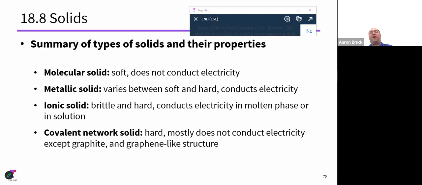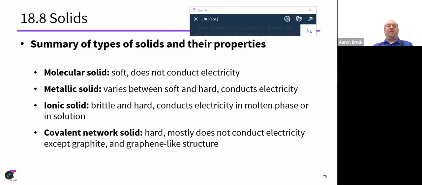So the four types of solids that we're going to focus on in this discussion of crystalline solids are the molecular solids. These are soft solids. They do not conduct electricity. Made up of molecules held together by intermolecular forces. And because of that soft nature, because of that relatively low attachment, these molecular solids tend to have low melting and boiling points.